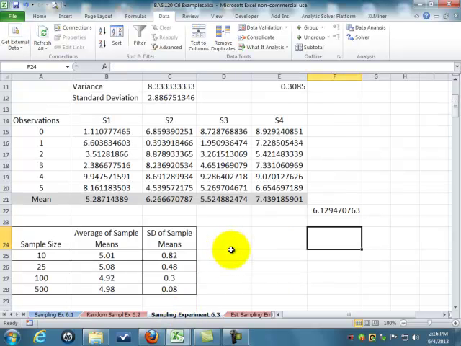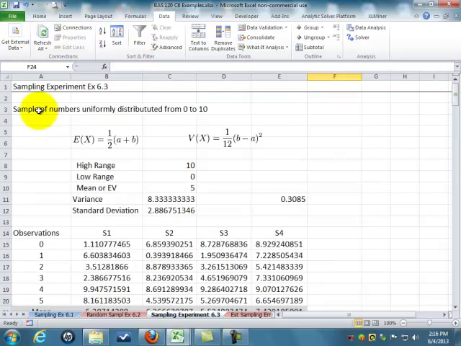Here's a sampling experiment. It's in the book where they talk about, let's have a uniform distribution from 0 to 10. Now remember, our expected value formula for that would be half of the range, and the variance would be 1/12 of the difference squared. I've put them into a little equation here.